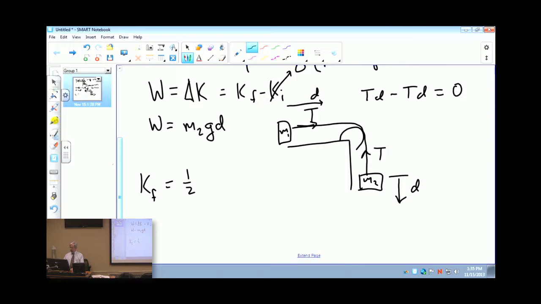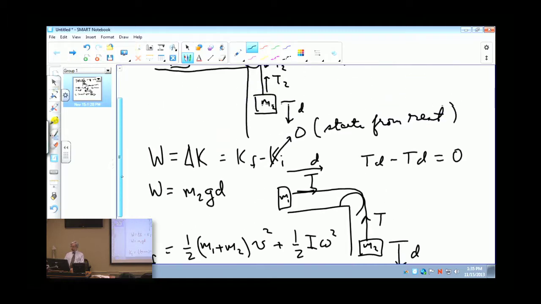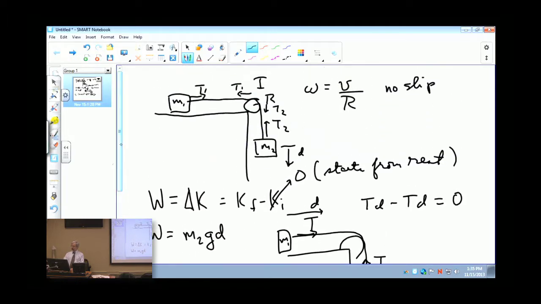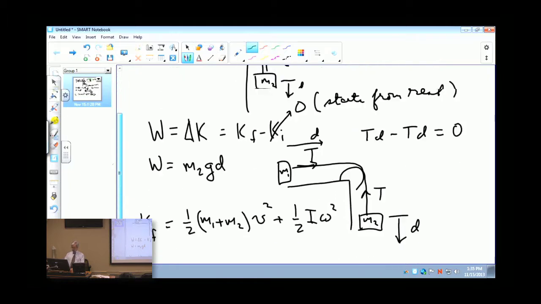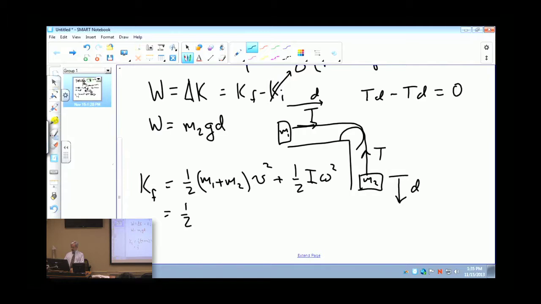If both masses are moving at the same speed, then they each contribute an amount that's proportional to their masses and the square of the velocity. And now we have to take into account the rotational kinetic energy of the pulley. And we said that because of the no-slip condition, that angular velocity is related in a simple way to the velocity of the blocks. And so we can write it as m1 plus m2 plus I over r squared, times v squared. You could write it like that.